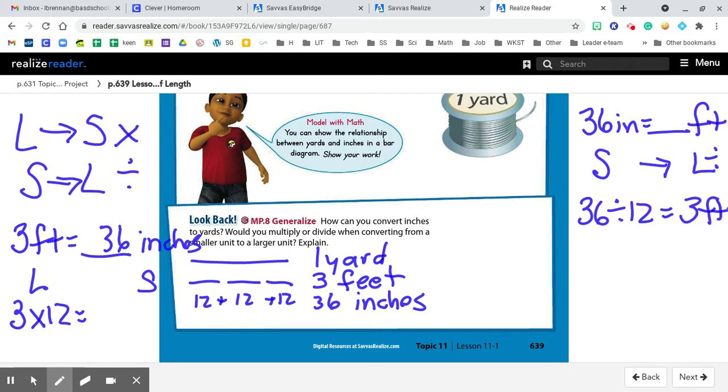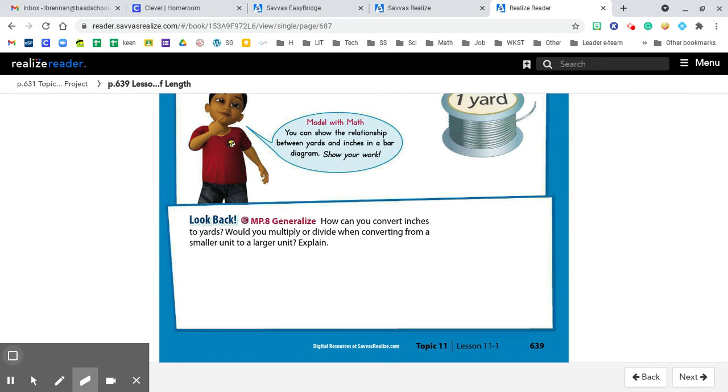And we will go over this over and over again. I like to put this right on a sticky note. If you were in the classroom, I would have it posted right on the board, and we would be referring to it the whole time we're doing topic 11. When you're going from a larger unit to a smaller unit, you multiply, and from a smaller unit to a larger unit, you divide. All right, moving on.